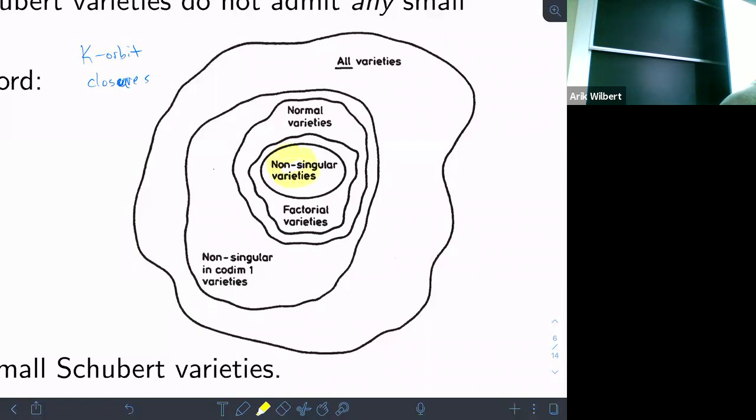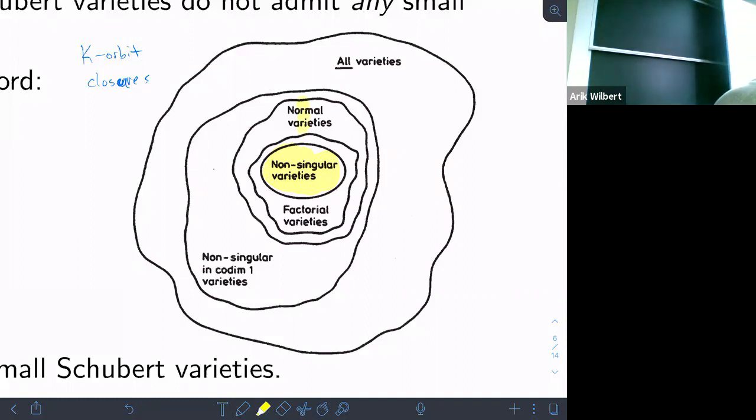So if your variety is smooth, then any automorphism is a small resolution. And in fact, that's the only small resolutions of these. So you can find small resolutions there. If it's factorial and singular, then there's no small resolution. So that's one way of excluding some of these.